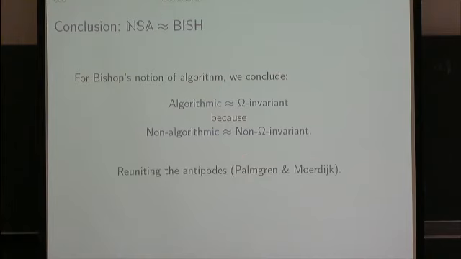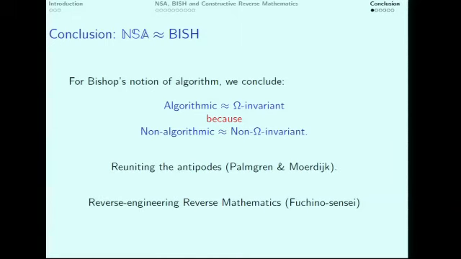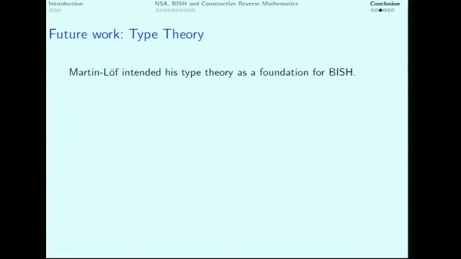It's sort of the dual of the work of Erik Palmgren and Ieke Moerdijk. They tried to add as much of non-standard analysis as they could to constructive analysis. I take non-standard analysis as basic and try to cut out something that resembles constructive analysis, but everything is classical, like the rest of the universe. And Fucino Sensei from Kobe called this reverse engineering, reverse math. I'll skip this slide.